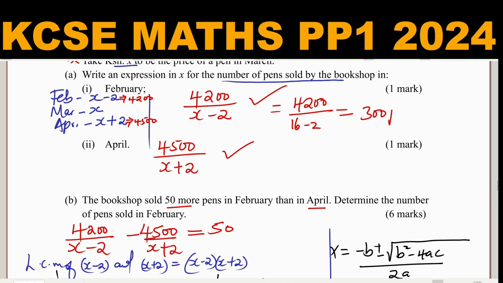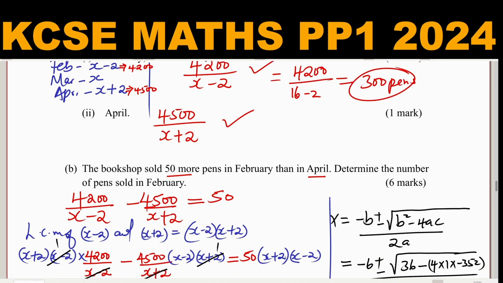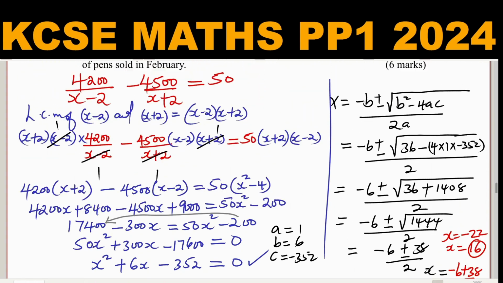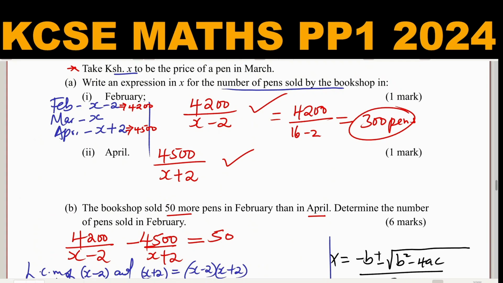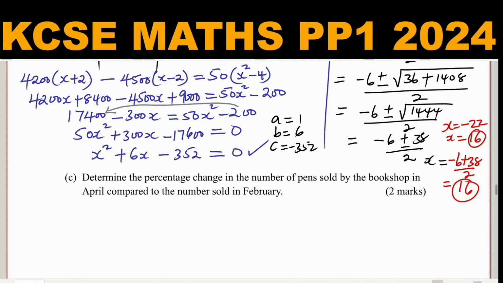That is 300 pens. So we've answered the question for part B. The number of pens sold in February will be 300, and we've done that by simply taking this expression for the number of pens in February and just substituting x. So that is how you're supposed to work it out.